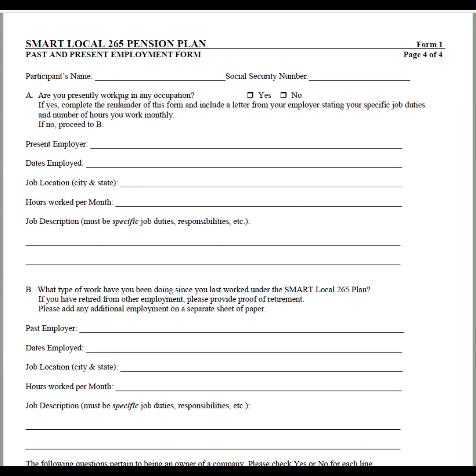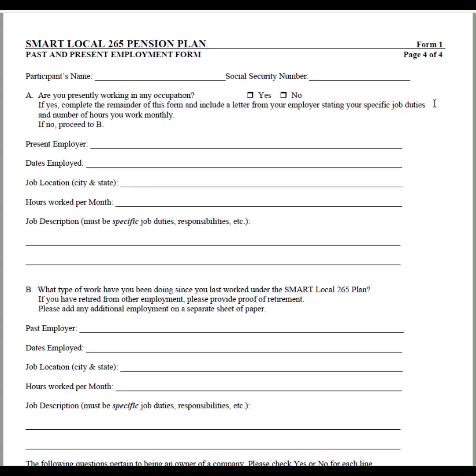Form 1, page 4 of the application is titled Past and Present Employment Form. If you are presently working in any occupation, you're going to check yes and provide the present employer information here. If you are currently working for a signatory employer, you do not need to include a letter from your employer stating your specific job duties and the number of hours you work monthly.